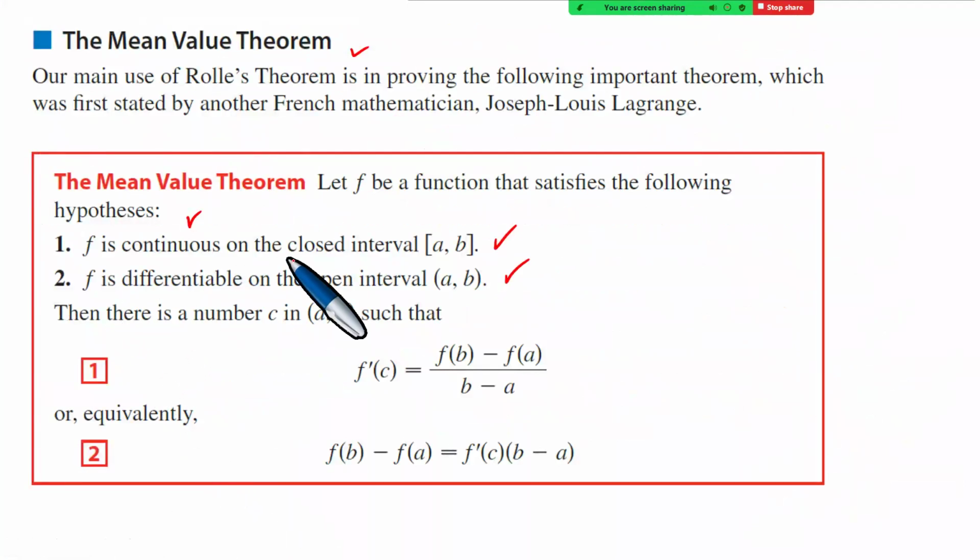Right, so if the two hypotheses, the continuity of f over the closed interval and the differentiability of f over the open interval, are satisfied, then there is a number c in the open interval. So the number c lies in the open interval, and if that is true, then it means the instantaneous derivative equals the average gradient of the function f. So the number c must lie in the open interval.